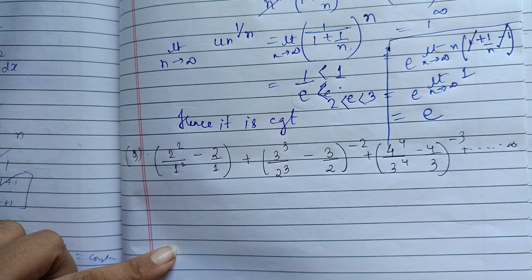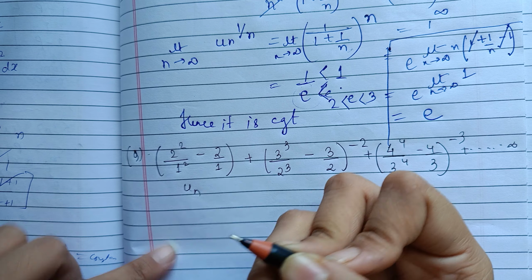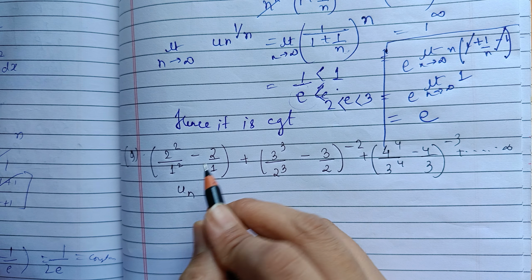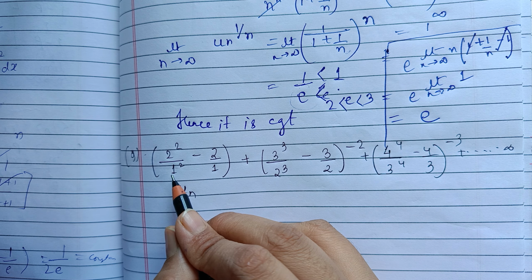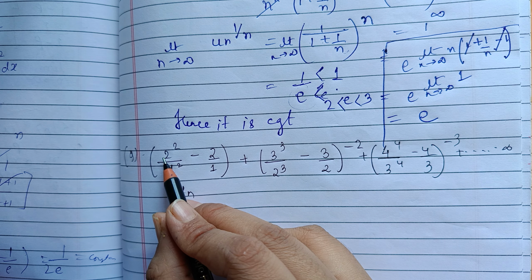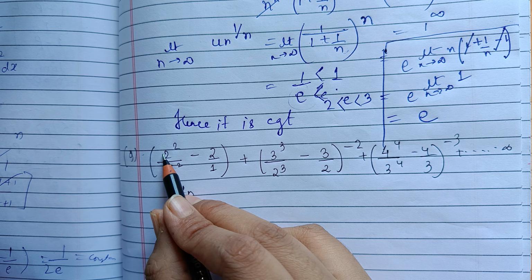Okay, let's take another question quickly. You have to find out the un term, the last term, what will be the nth term. So you have to see the pattern that this is 1. Let 1 be equal to n. So this will be n plus 1.